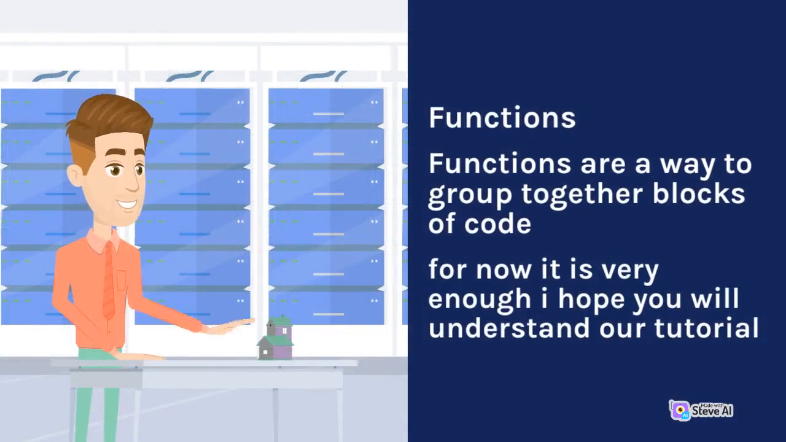Functions. Functions are a way to group together blocks of code. For now, that is enough.